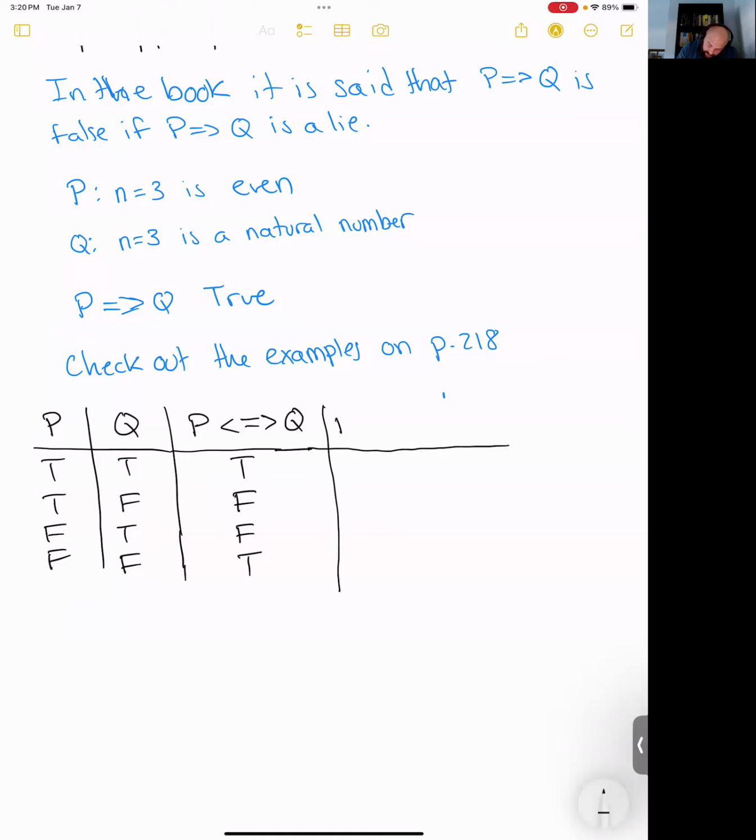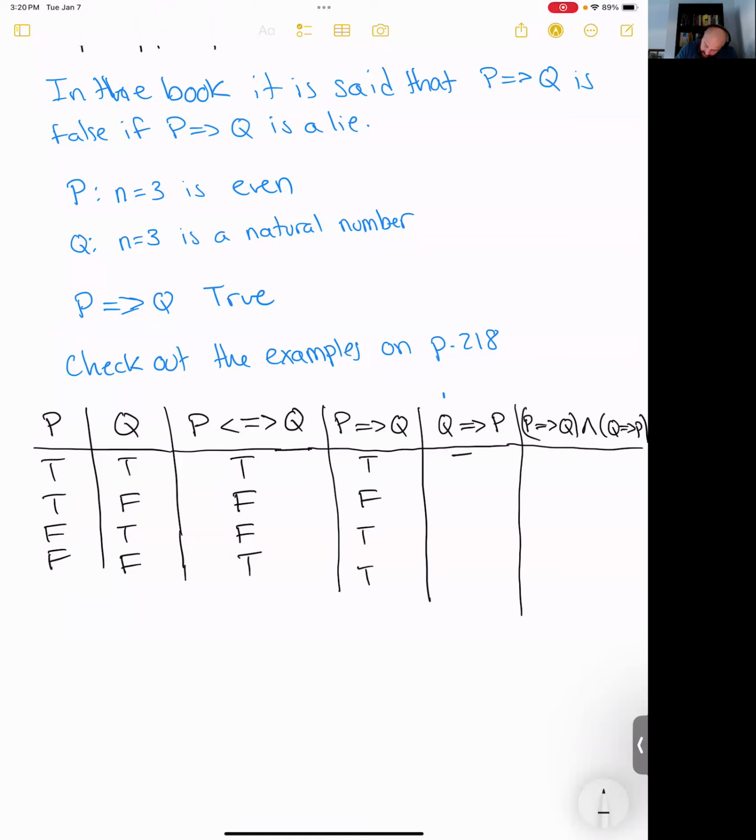Okay, so now let's continue the truth table, because we want to see its relationship to something else. So now let's see, what is P implies Q as a truth table? What is Q implies P, which is the converse? And the last one is P implies Q and Q implies P. Okay, good. So P implies Q, that's the one we just did. So that's true, false, true, true.